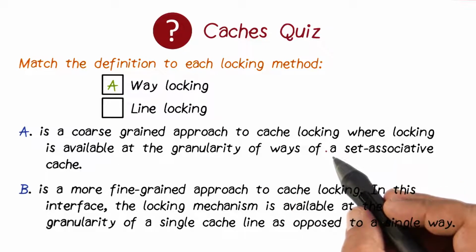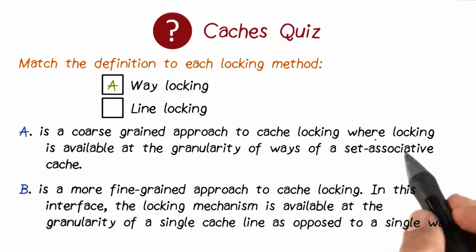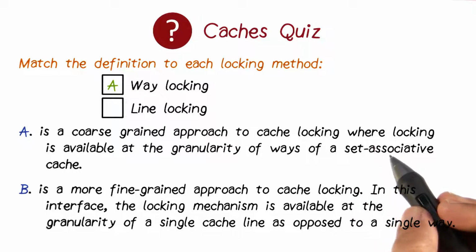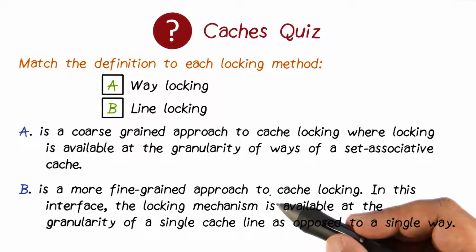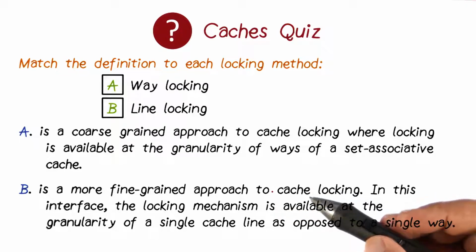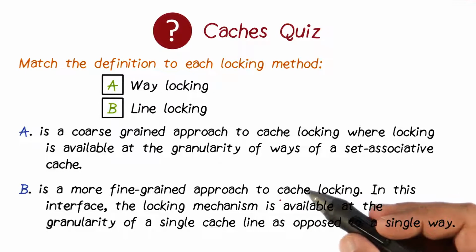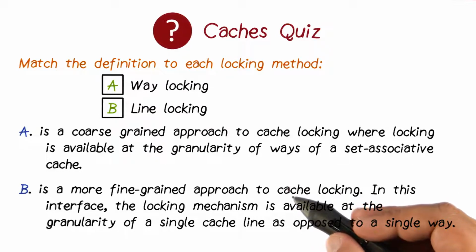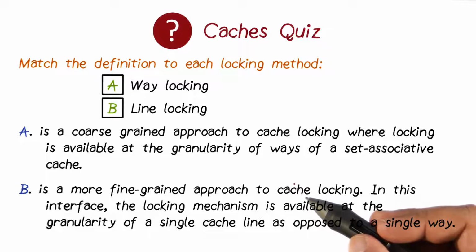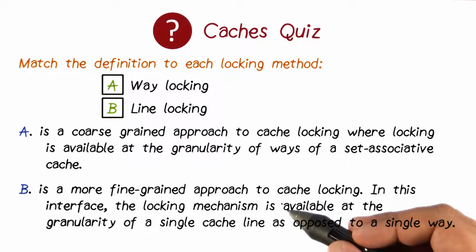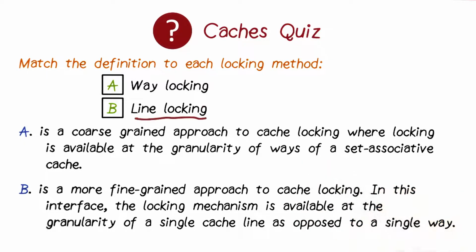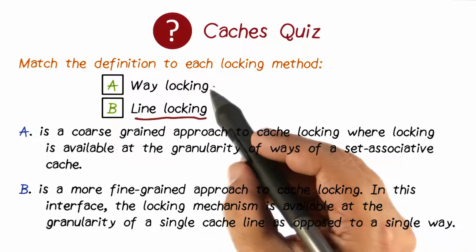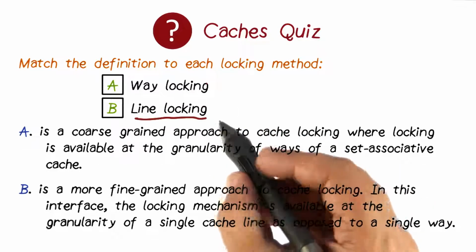Let us consider way locking. Way locking corresponds to alternative A. And what is it? It is a set associative way of locking. In other words, whatever is in a particular way is what is locked. As against this, alternative B is appropriate for line locking. You can easily see that line locking is at a much finer granularity and allows you to lock together the lines which are exhibiting spatial locality, rather than just the way in which they are mapping inside a cache. Line locking is much more used in practice than way locking because it is able to exploit the spatial locality.